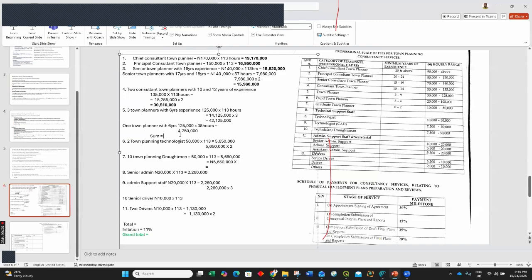Yeah, for the three, I have seen that. Then for the one with 38 hours, his own is supposed to be 4.7. Then you add 4.7 plus the amount for the other three. That will give you the total amount to be paid for the town planners in that category, in that rank.